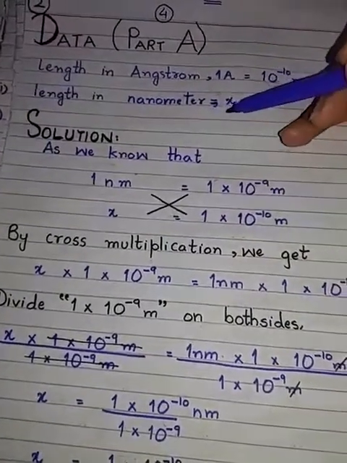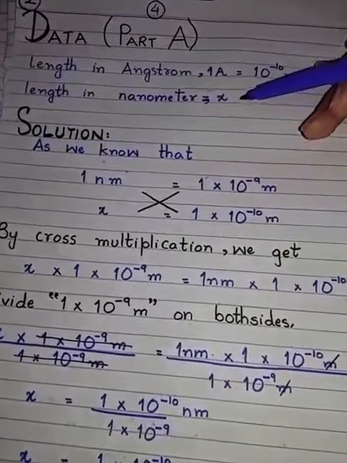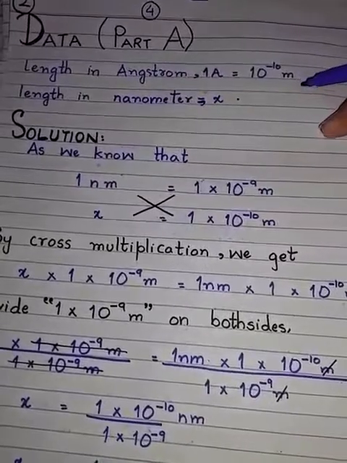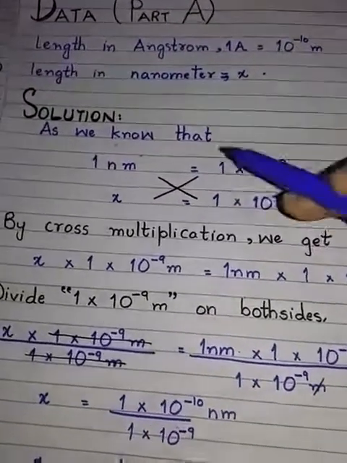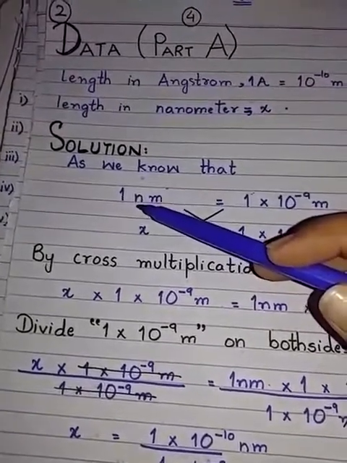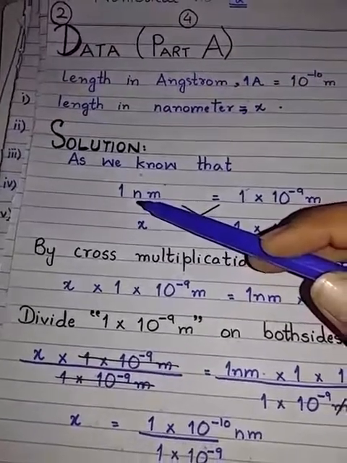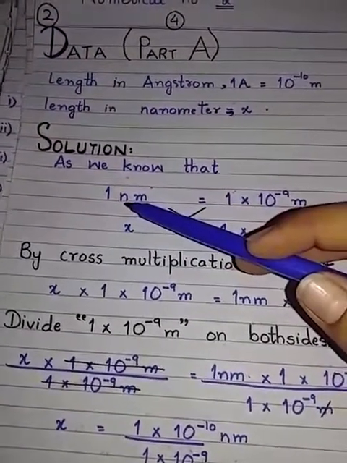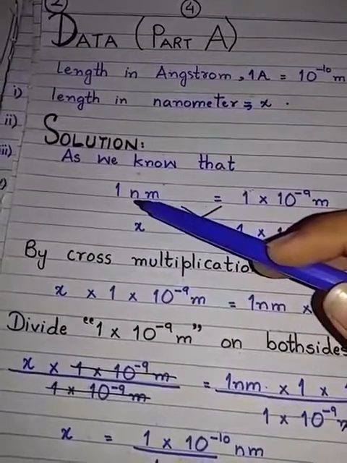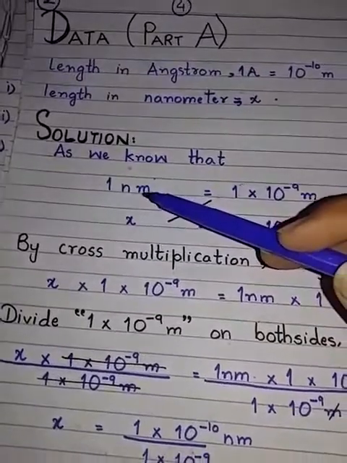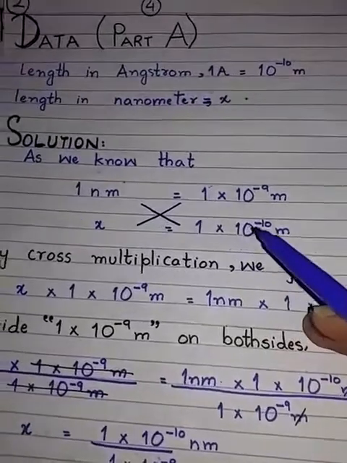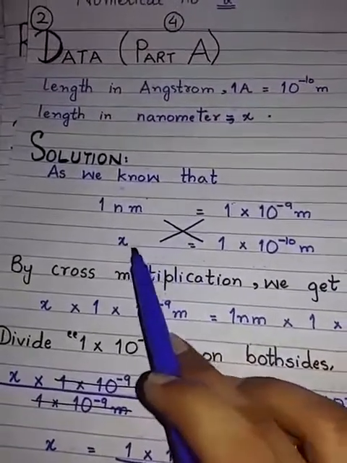And length in nanometer is equal to x. It means we will convert this meter in nanometer. Solution: as we know, girls, 1 nano is equal to what? In the table of prefixes, as I told you, nano is equal to 10 raised to power minus 9. So 1 nanometer is equal to 1 into 10 raised to power minus 9 meter. And 1 into 10 raised to power minus 10 meter is equal to how much nanometer?